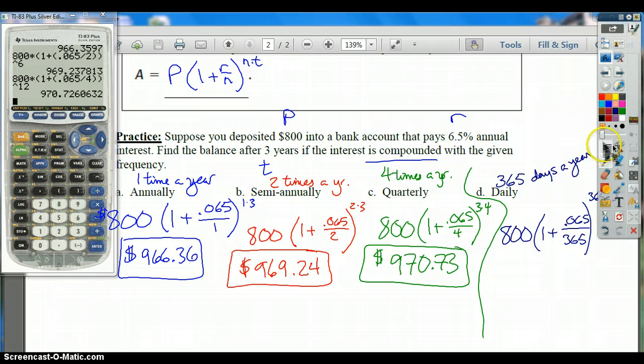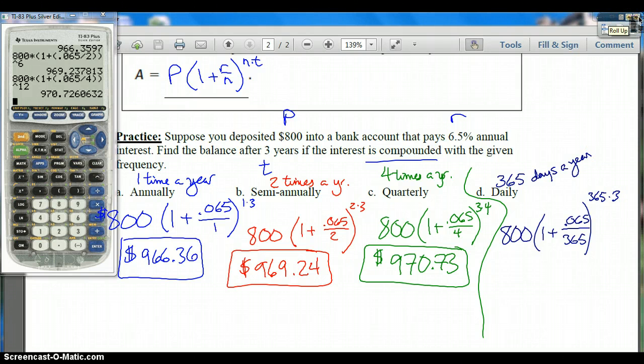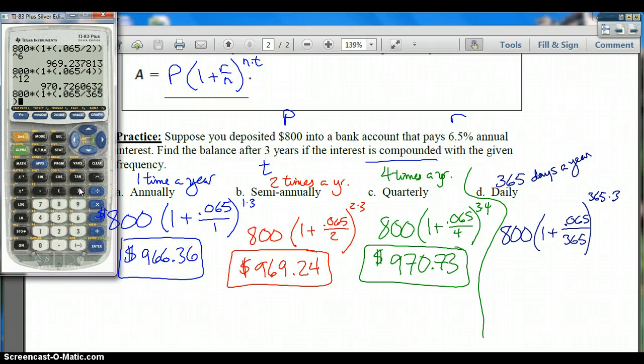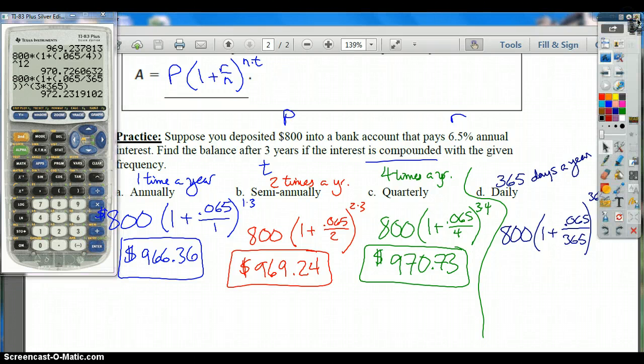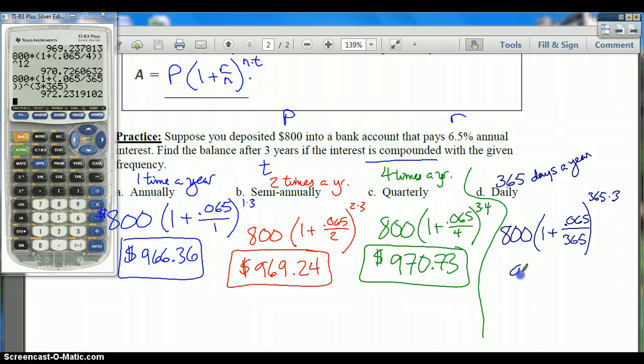Now, here we go. This should be fun to type in. 800 times 1 plus the fraction, 0.065 divided by 365, close bracket, close the second one, and I'm raising that to 3 times 365: 3 years times 365 days in a year. As long as it's not a leap year, that's how much money you should make. Give me a second to record that. We're looking at $972.23.